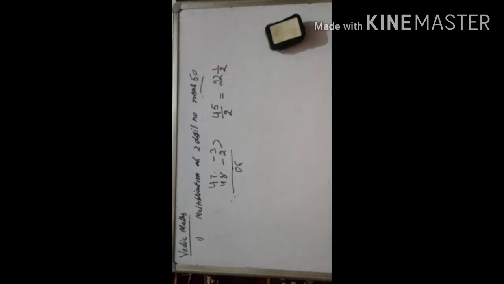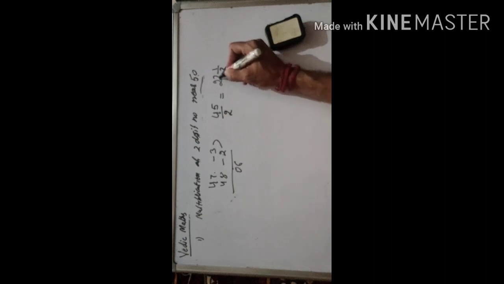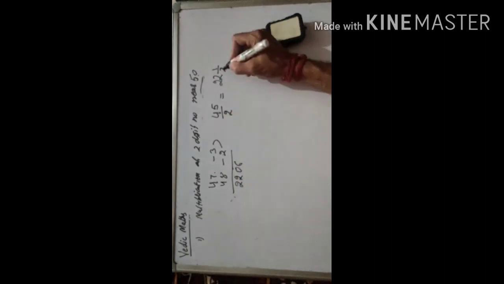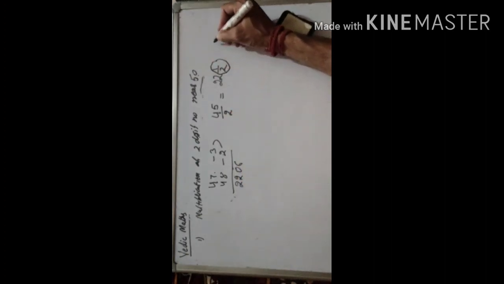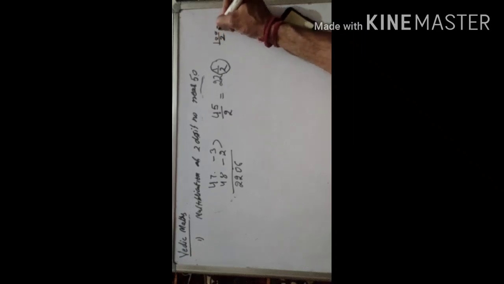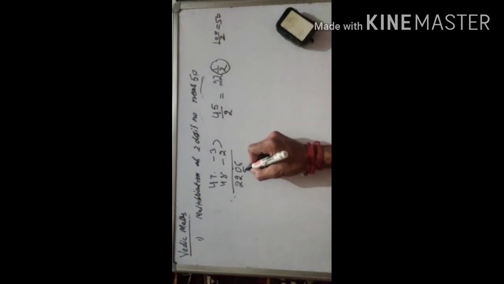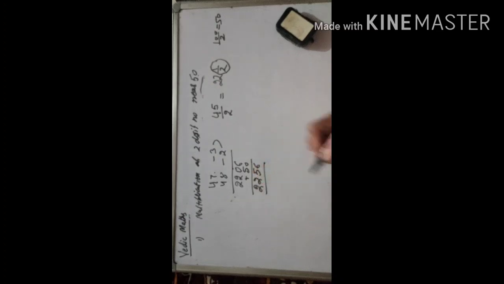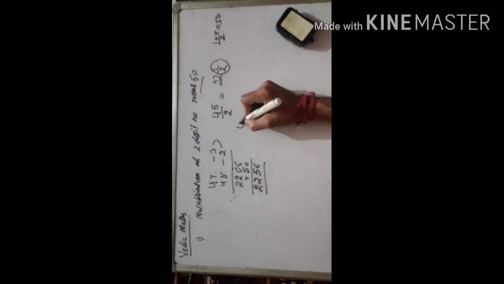22 and 1 by 2. So what we have to do? We put 22 here, and 1 by 2 means base is 100 by 2. 100 by 2 is 50. We have to add 50 here. 2 2 0 6 becomes 2 2 5 6 ... again, one more example like this.